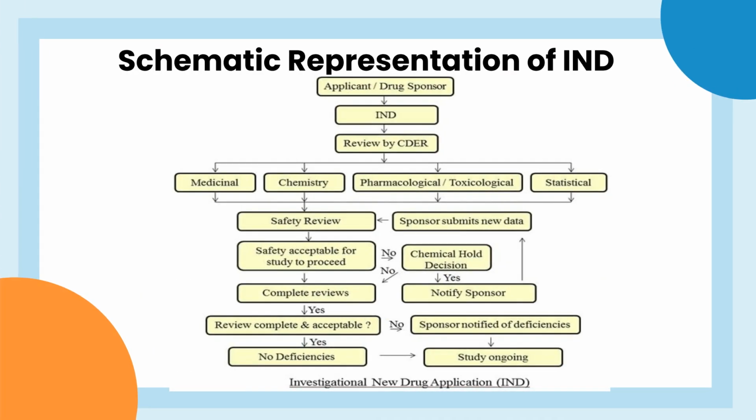This schematic illustrates the IND process, starting with the sponsor and CRO applying for the IND. The application is reviewed by CDER or CBER to assess the drug's properties and safety for human use. The application is evaluated by different review divisions, including medicinal chemistry, pharmacology/toxicology, and statistical reviewers. The main objective of the review is to assess the safety of the investigational drug before it can be tested in humans. If the submitted data show that the drug is reasonably safe, the clinical study may proceed.